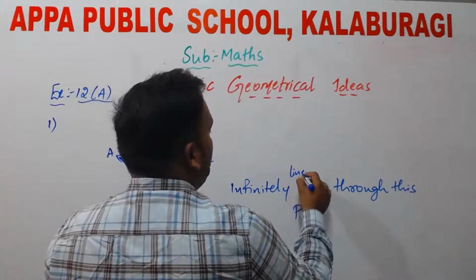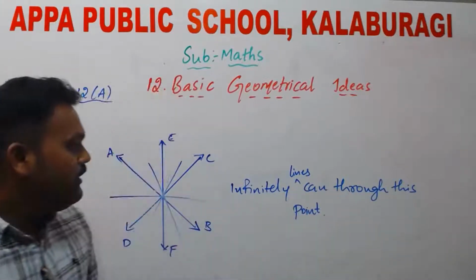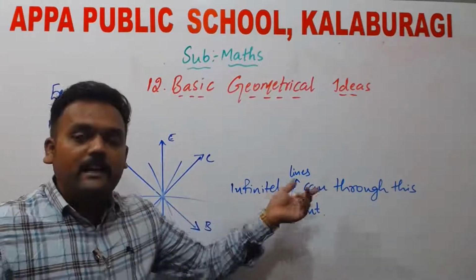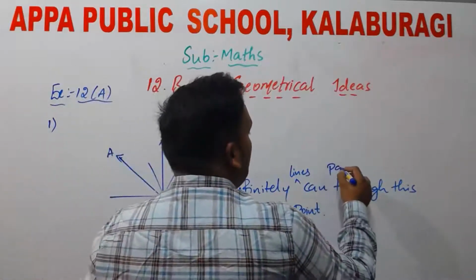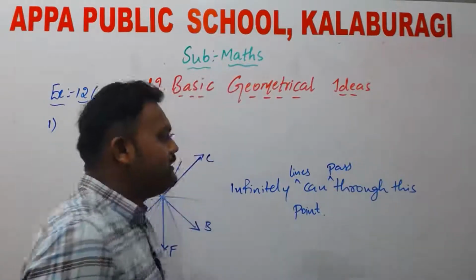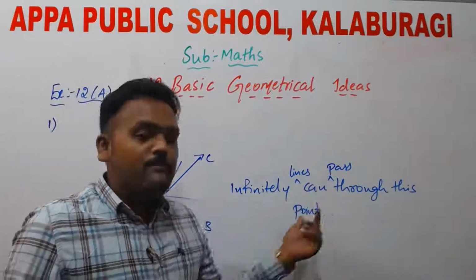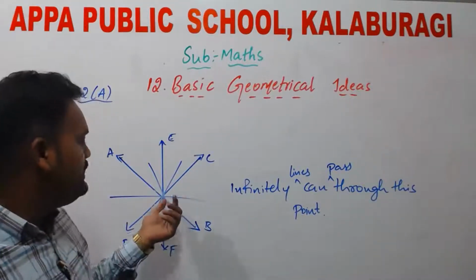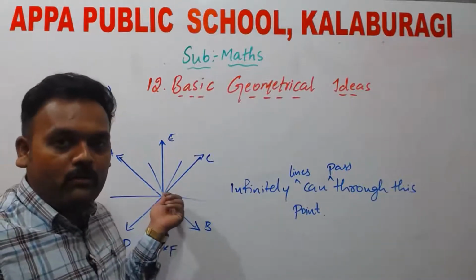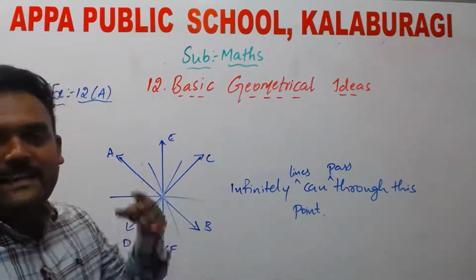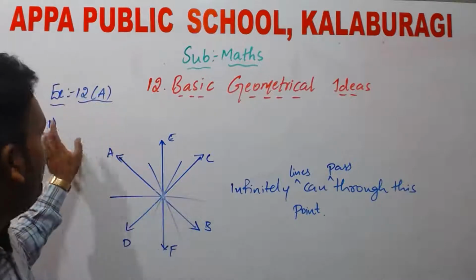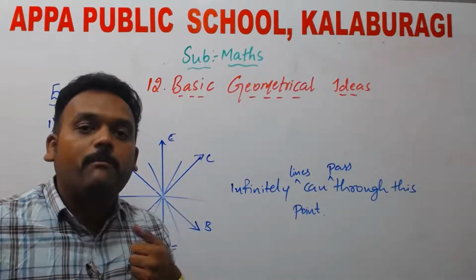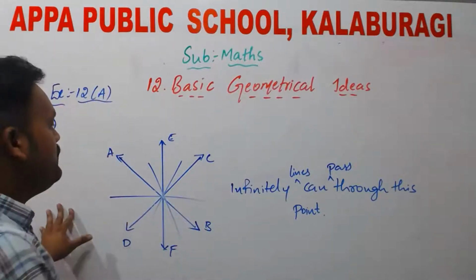What is the answer here? Infinitely many lines can pass through this point. Understood? For example, when you mark this point on your notebook, you can draw so many lines. Infinite lines can pass through one point. That is the answer of the first one.